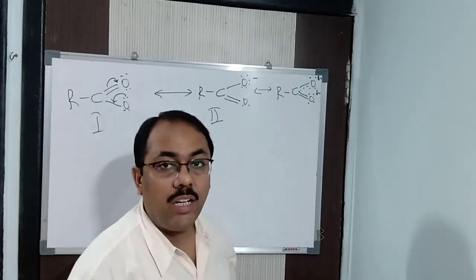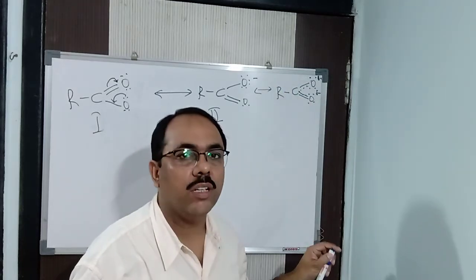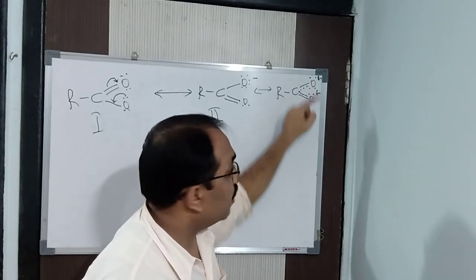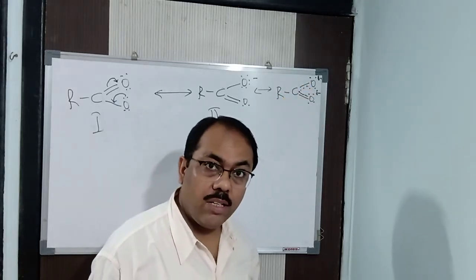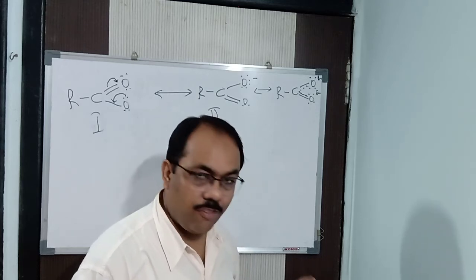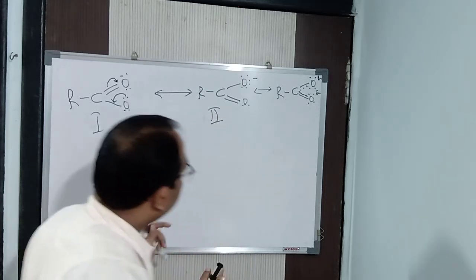Both the oxygens are equally negative because the charges are equally distributed. For that reason, you will find the bond length is also the same between this carbon-oxygen and this carbon-oxygen. The bond length is also the same. We have read all these things in resonance. In class 11 you have studied. Fine, just to explain, I said it.